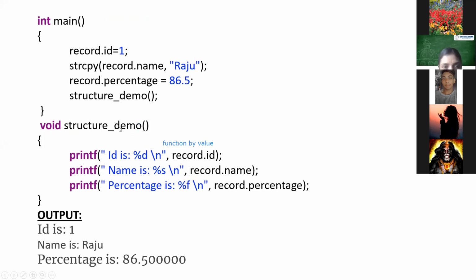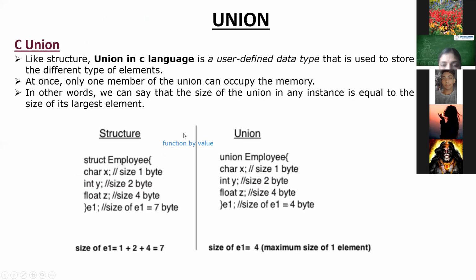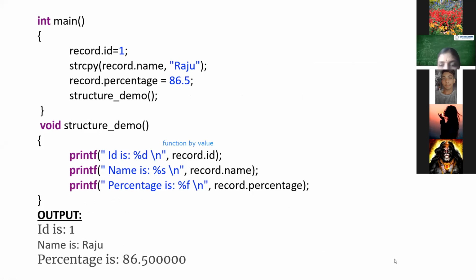So void structure demo. Whenever I have this void structure demo, it takes the value from that structure and from the main function, and it executes that, right? Okay, now you know the difference.